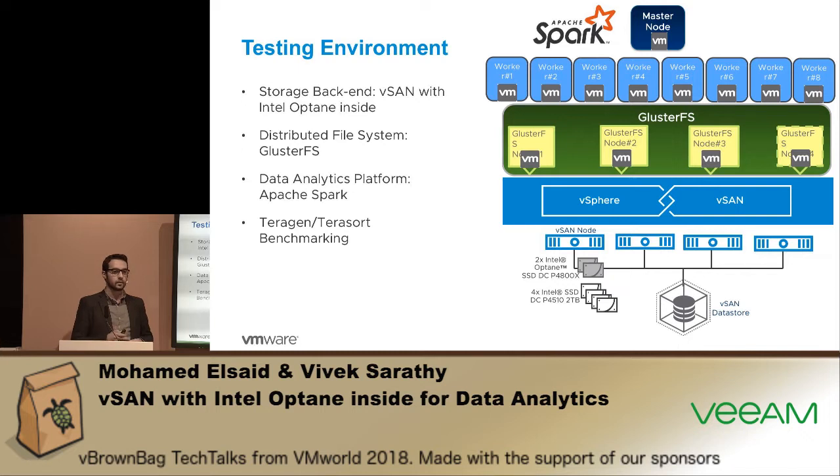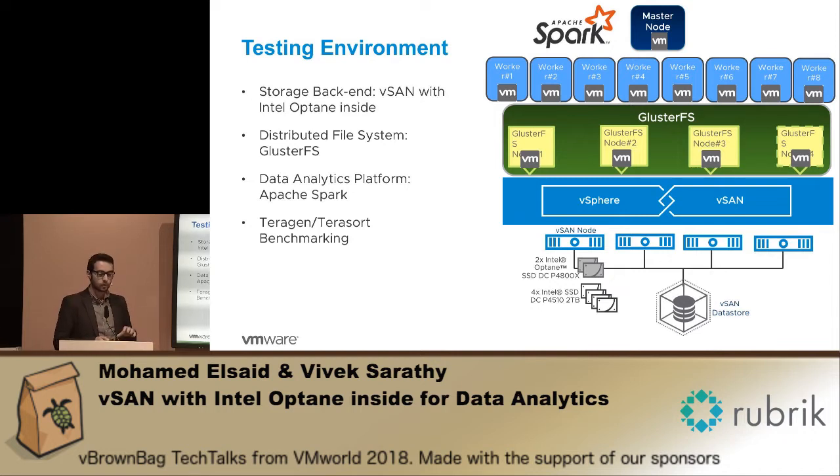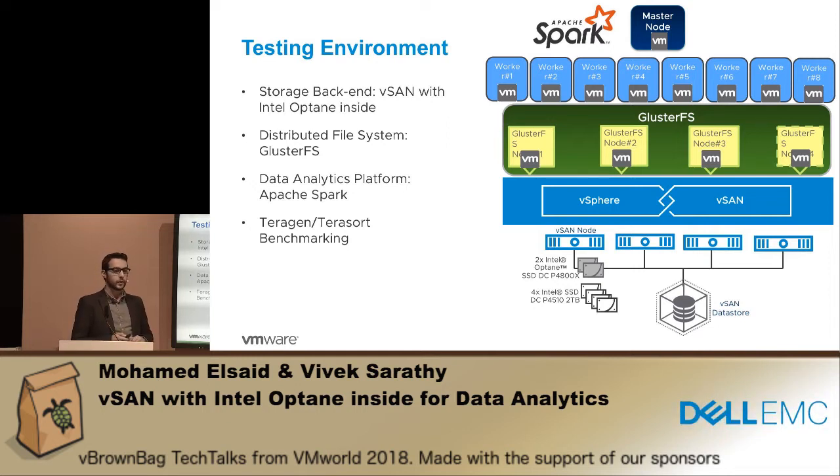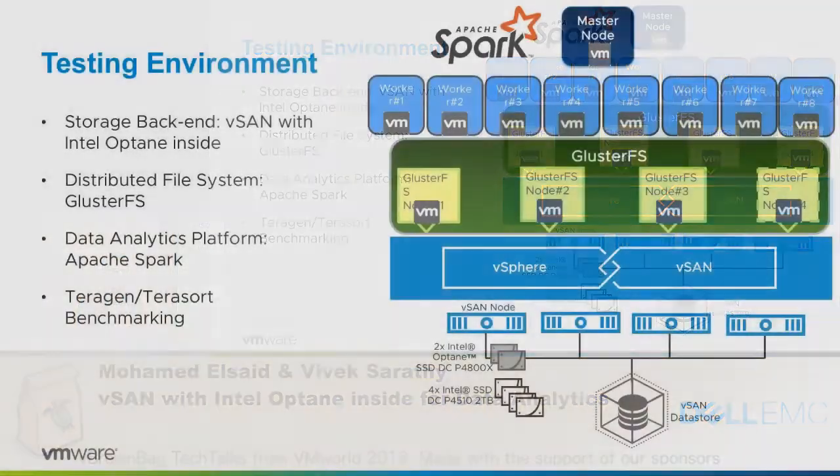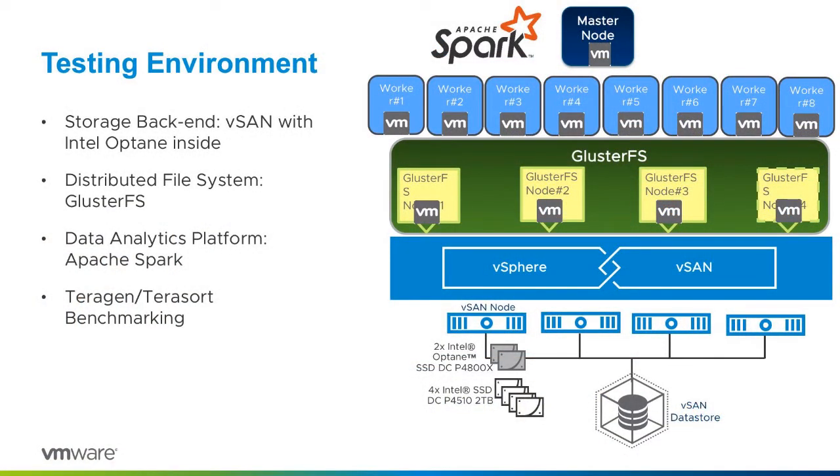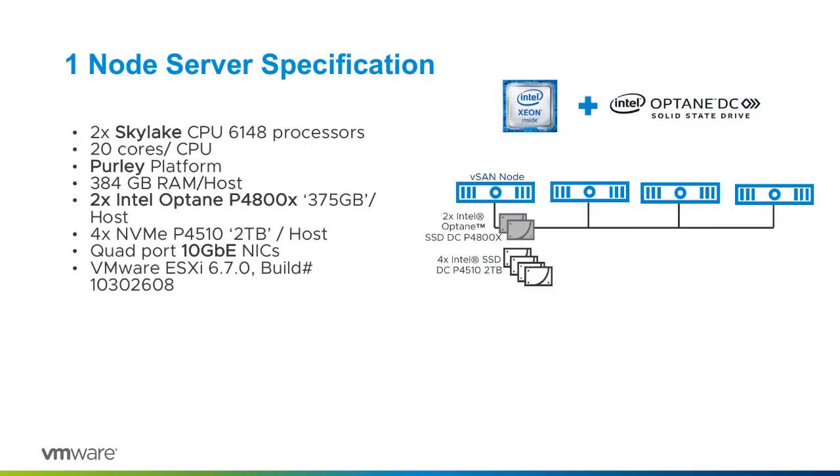And on top of Gluster file system, we have deployed a Spark cluster in standalone mode with 8 workers and 1 master node. So this is the data analytics environment that we have built. I will go in deep with each layer's details and configurations. And for the benchmarking, we have used TeraSort and TeraGenerate as a benchmarking tool for Hadoop clusters and data analytics environments.